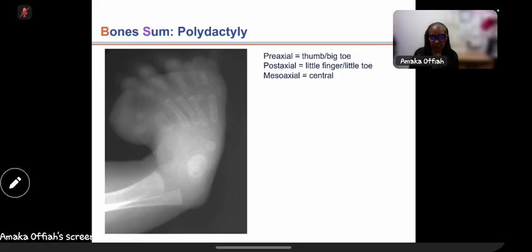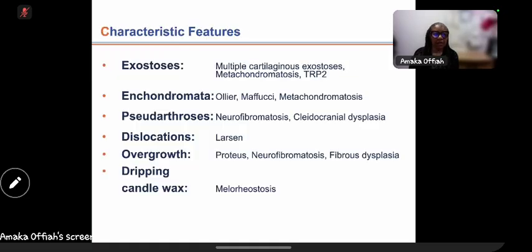We already looked at Ellis van Creveld and Jones. Then C is characteristic features. You see all of these features here. You can read them. Exostoses, thinking of multiple cartilaginous exostoses. TRP2 is trichorhinophalangeal syndrome type 2, and they get the exostoses as well. Enchondromata with Ollier's, with Maffucci syndrome, pseudarthroses, particularly neurofibromatosis and cleidocranial dysplasia. We know that Larsen's is associated with dislocations, and so on and so forth.